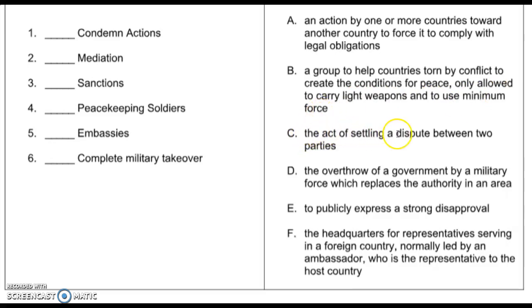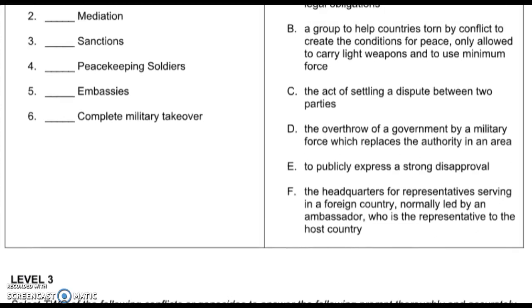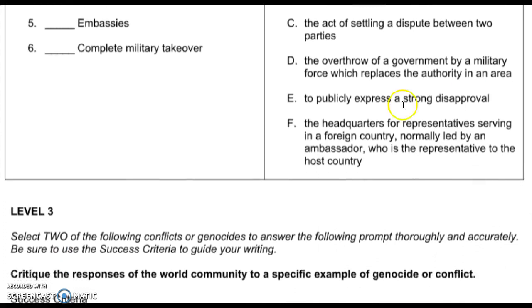C, the act of settling a dispute between two parties. D, the overthrow of a government by a military force which replaces the authority in an area. E, to publicly express a strong disapproval. F, the headquarters for representatives serving in a foreign country, normally led by an ambassador, who is the representative to the host country.